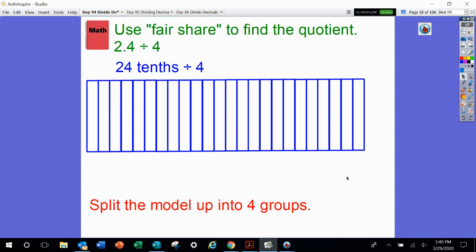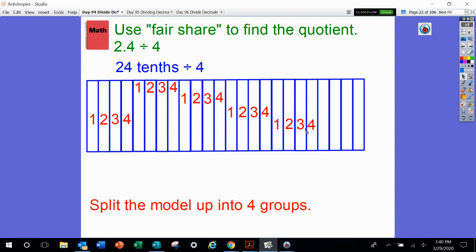Okay, now we're going to split this model up into 4 groups. Okay, well, I'm going to pass out. This one goes to group 1, this one goes to group 2, this one goes to group 3, this one goes to group 4. Goes to group 1, goes to group 2, goes to 3, goes to 4. Why am I doing 4 groups? Because I'm making 4 groups out of this 24/10.